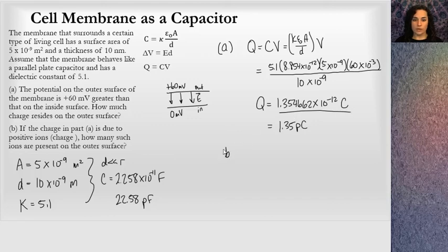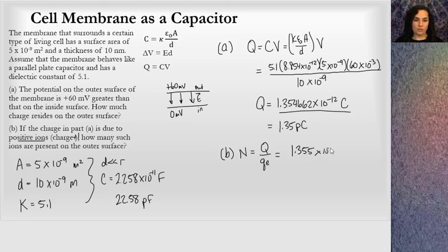Let's look at B. B asks, if the charge in part A is due to positive ions, how many ions are present on the outer surface? So a positive ion, we're going to assume, is just a charge of +1. You don't see that in there. So a charge of +1. So how many +1 ions are on the outside? So the number of them, I will take the total charge and divide by the elementary charge. Each singly charged ion has the elementary charge on it.